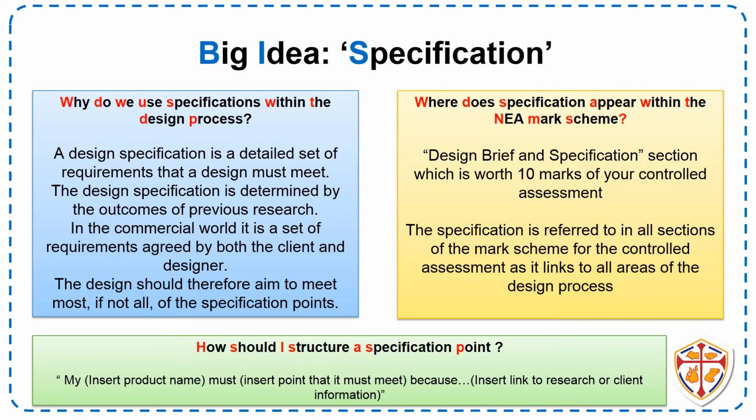So how should you structure a specification point when you're writing this up? You can use the sentence that I have on your screen currently, which says: my [insert product name] must [insert point that it must meet] because [insert link to research or client information]. So as an example, you might say my pencil holder must be made out of wood because wood is a durable material. This wouldn't be detailed enough for an A-level specification point.